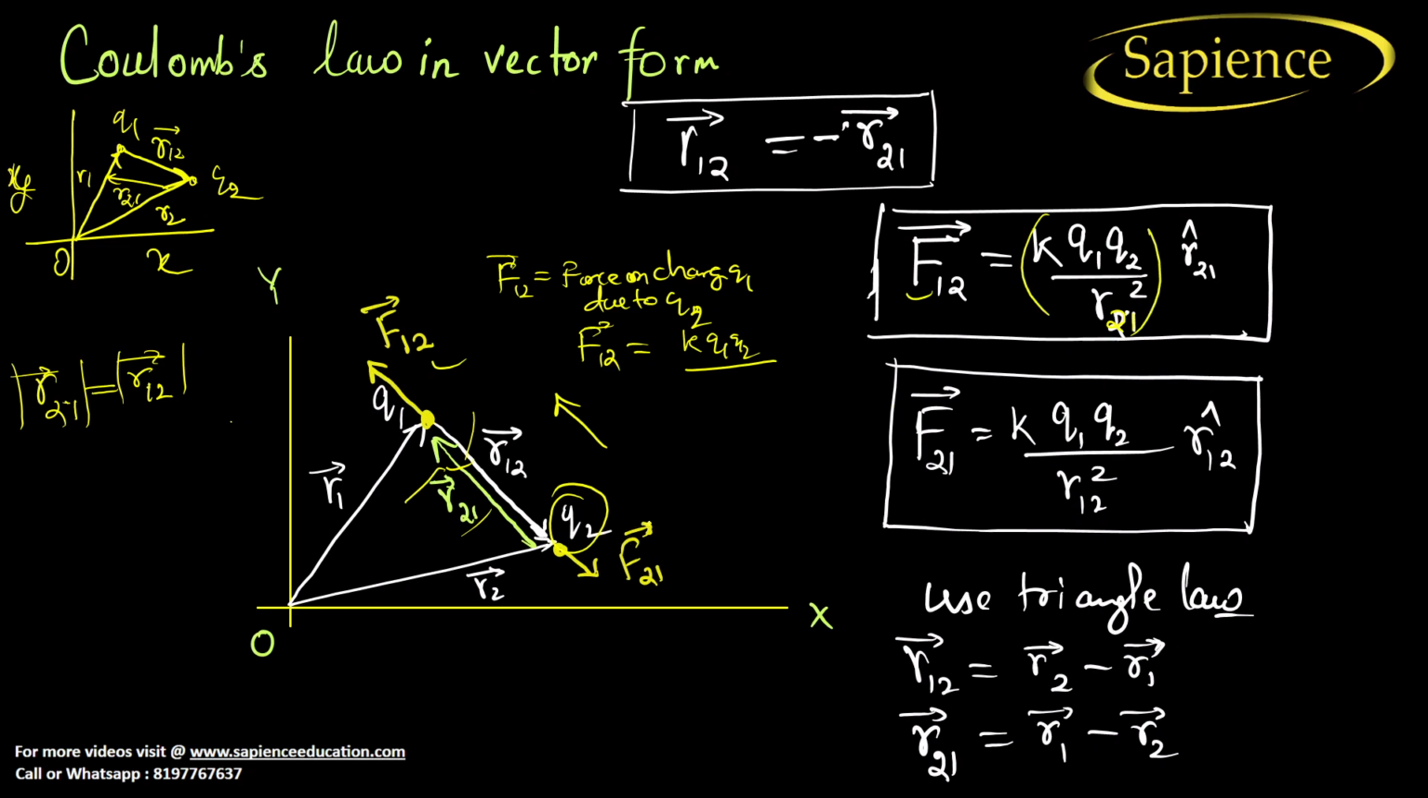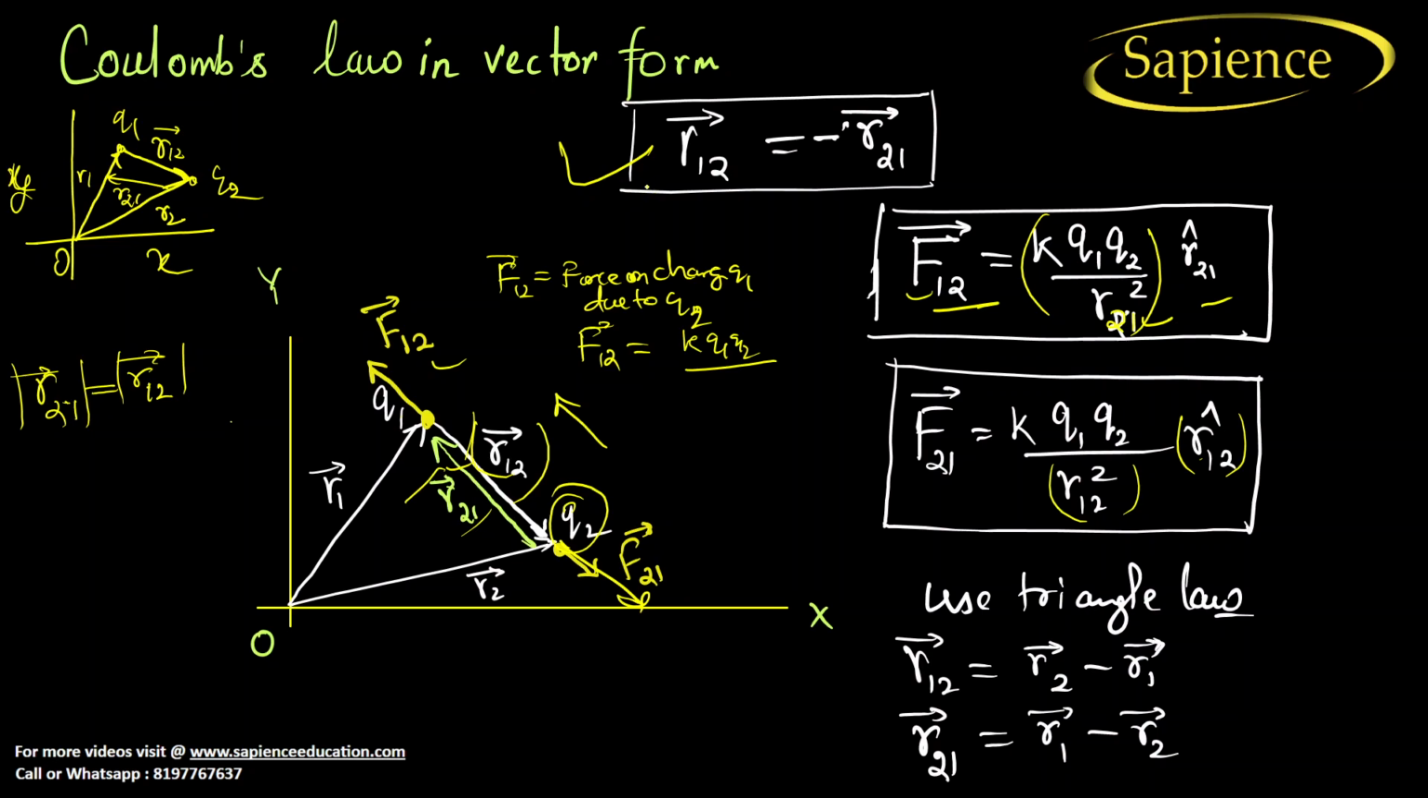Now, if you want to find the force on charge Q2 due to Q1, the force will be in this direction, so the direction of the distance will also be R12. So force F21 is equal to K Q1 Q2 by R12 whole square into R12 cap. So let us understand that whenever you take the suffix as 12, the distance suffix will be 21. Basically it is a method to memorize it. You should always remember that R12 is equal to the negative of the vector R21.